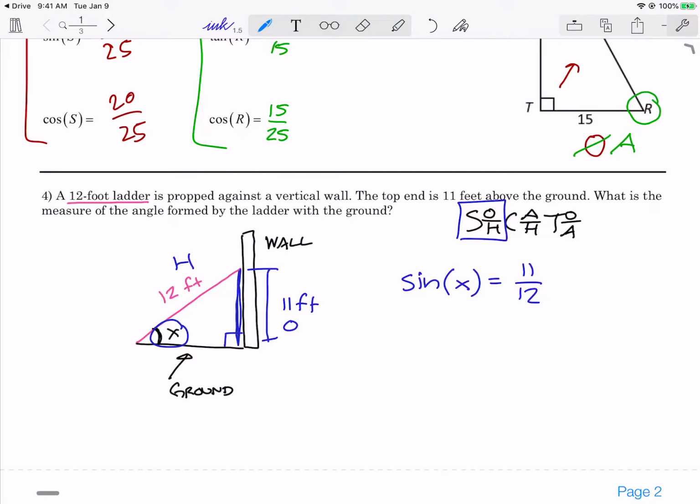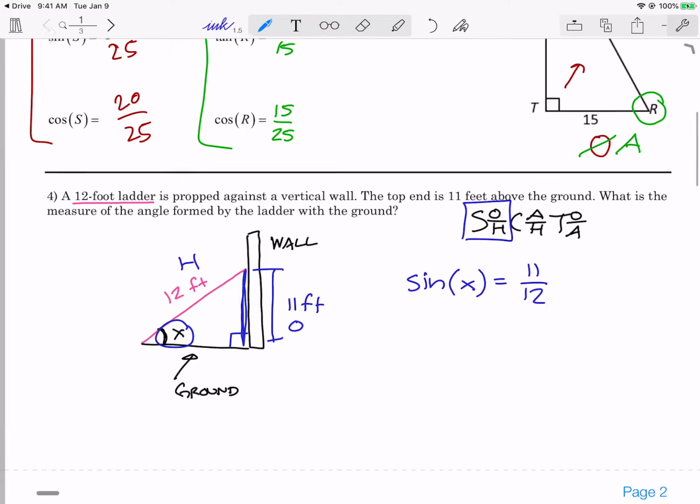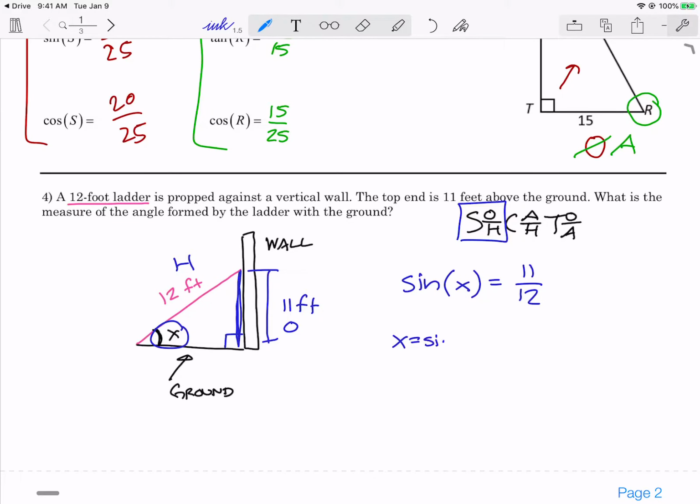How do I get rid of sine, Ms. Rivera? Inverse. So I've got to do x equals the sine inverse, or as they say, sine -1, of 11 over 12. Then I type this in my calculator.